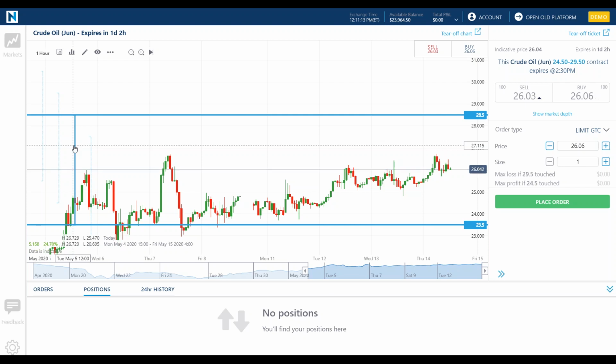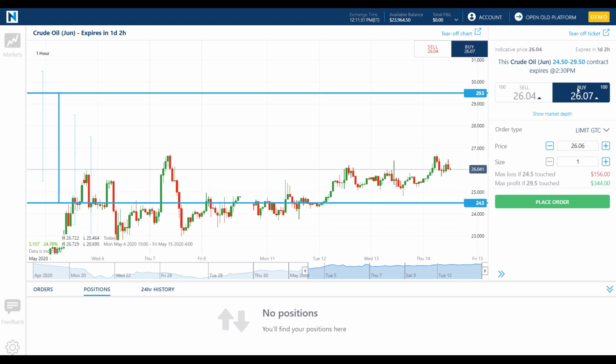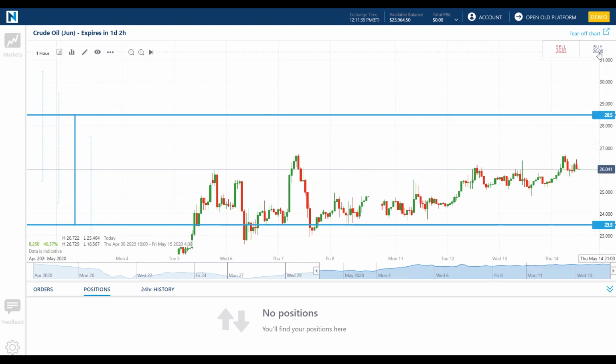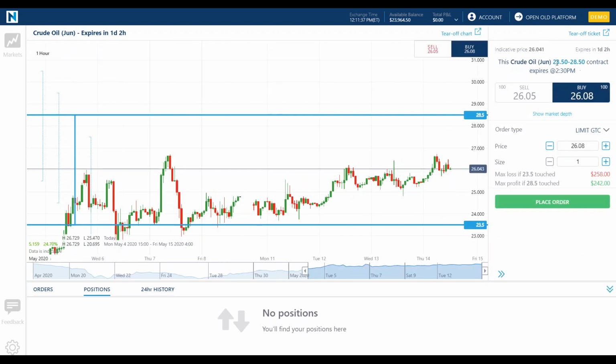Now, I am going to just pick this knockout for right now. It does tell me in the upper right-hand corner which one I'm on. This is for crude oil. I had the wrong one. Let's put it on the right order ticket. Let's go back to this one. There we go, 23.50, 28.50. I had the chart of one and the order ticket of the other.